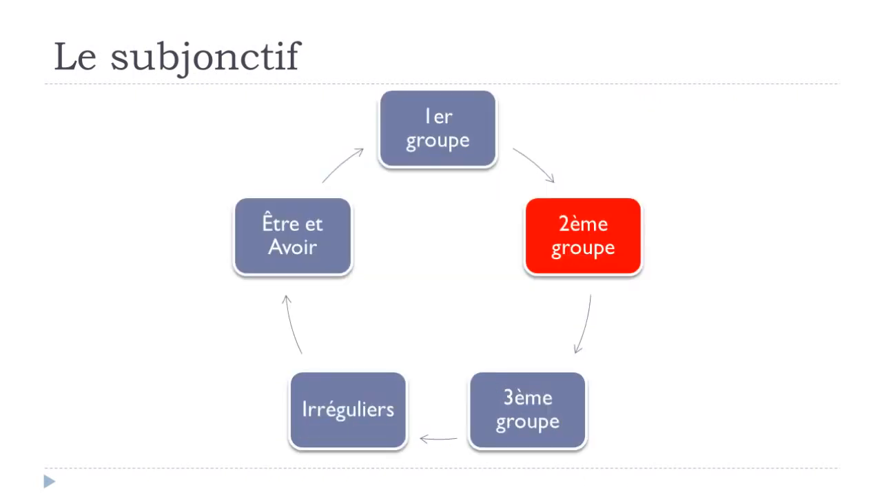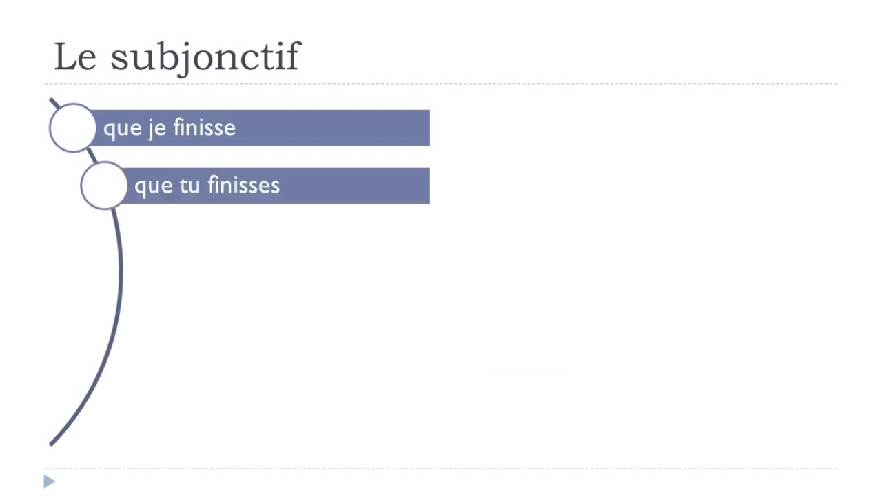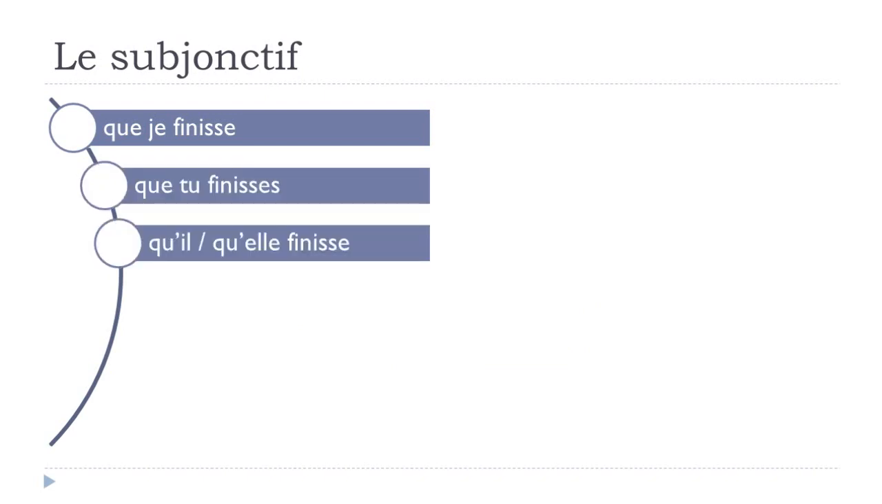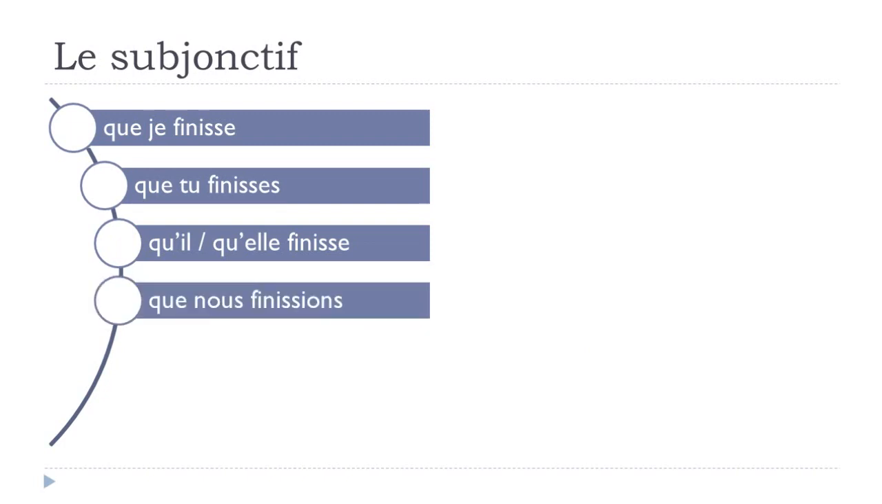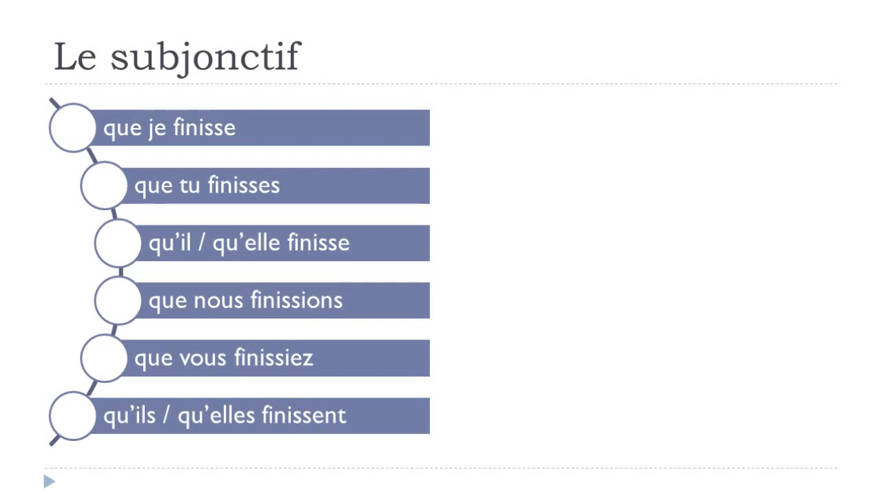So now let's see how it goes for the second group. All right? So second group, I took the classic example, finir, to finish or to end. Que je finisse, que tu finisses, qu'il finisse, qu'elle finisse, que nous finissions, que vous finissiez, qu'ils finissent, qu'elles finissent. Okay, so you can see that you've got the endings es, ions, iez, ent. All right.